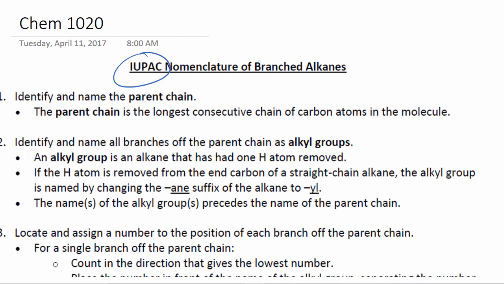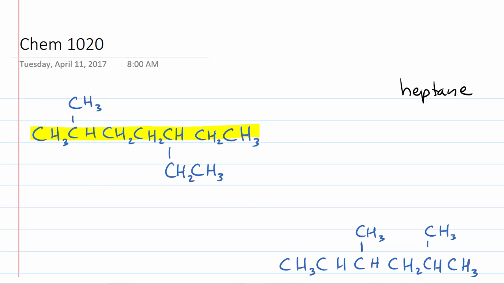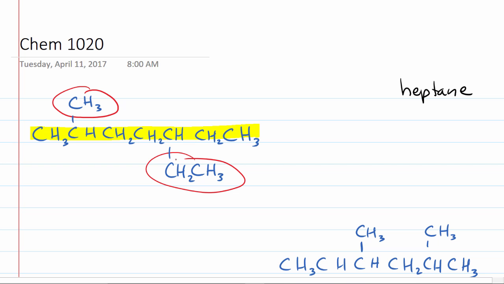An alkyl group is an alkane, which we talked about before. And then we say that the names of the alkyl groups precede the name of the parent chain. So coming back here, how many branches are there off the parent chain? There are 2. This one here and this one here. Now if we look at this first one here, how many carbon atoms are in this branch? 1. And in this branch there are 2. What do we call a 1-carbon branch? Methyl. And a 2-carbon branch would be ethyl. So this is methyl, this is ethyl.